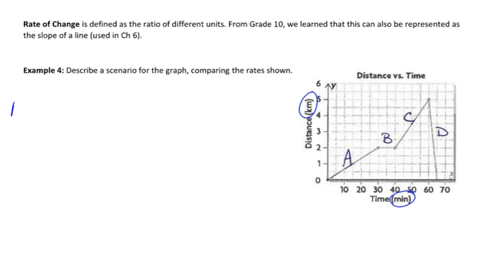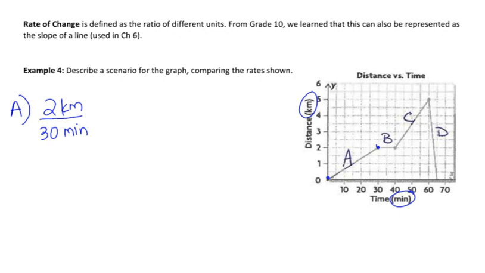So for segment A, my rate of change, I start at 0 and I end at 2. So my rise was 2 kilometers, over how much time? Started at 0 and I ended at 30 minutes. Now if we want to get that to be a rate per 1 and talk about that, then I need to divide those things. But let's get that into a smaller unit.